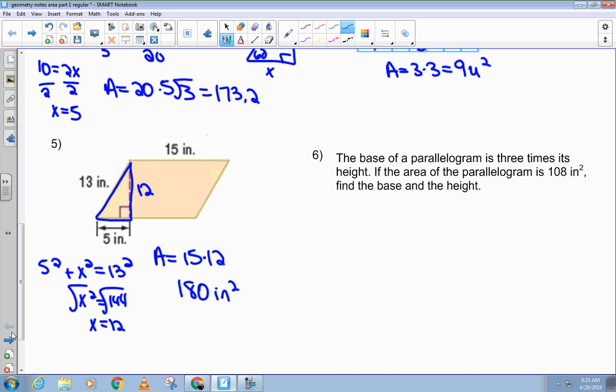Now, my next one works backwards. This one gives me some information. They give me the area. They want me to find the base and the height. So I'm going to start out by drawing a picture of my parallelogram.